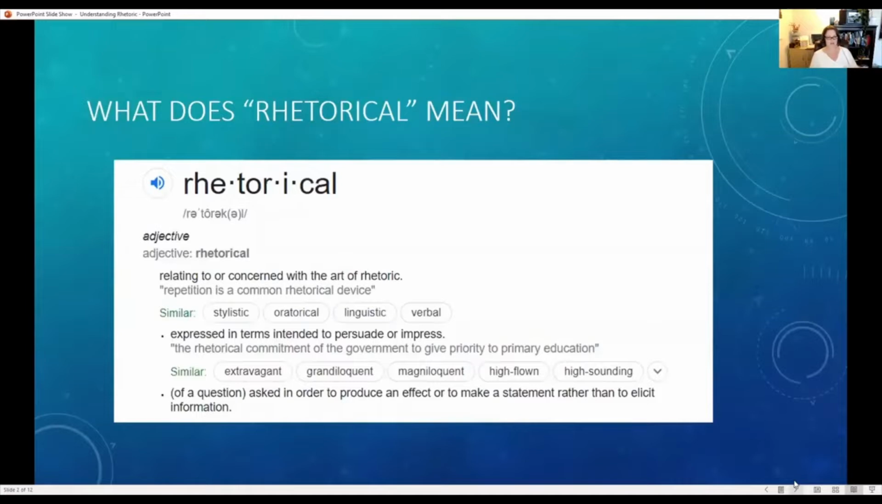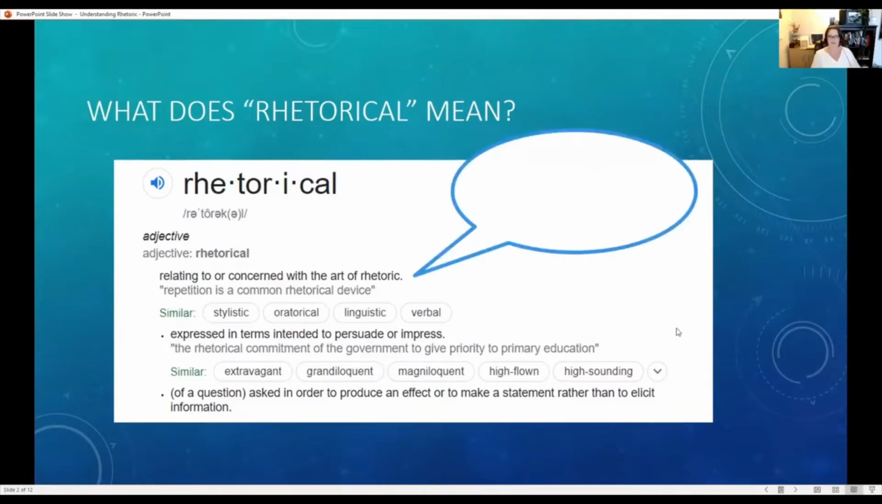So I have the definition up here of rhetorical, because when I say rhetoric and I'm talking about it in classes, students usually think about rhetorical, especially as it relates to rhetorical questions. So we know that a rhetorical question is one that's asked in order to produce some kind of an effect or to make some kind of a statement, rather than actually gaining information or getting some kind of an answer. But when we use the term rhetorical, we are thinking of something concerned with the art of rhetoric, as it says in this definition, but also something that's expressed in terms intended to persuade or to impress. So rhetoric is just, well, what is it?